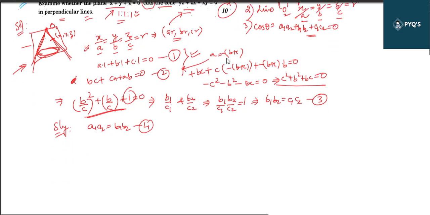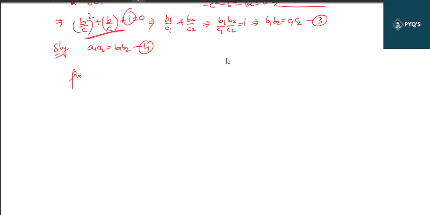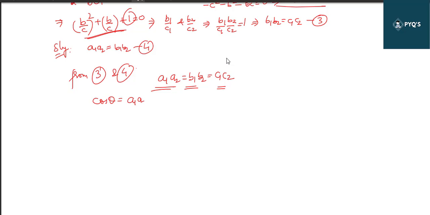So now from 3rd and 4th, what are we getting? We are getting a1 a2 equals b1 b2 equals c1 c2. So this is what we are getting. Now for cos theta, for the angle between them, a1 a2 plus b1 b2 plus c1 c2, we can write it as 3 a1 a2 or 3 b1 b2 or 3 c1 c2.